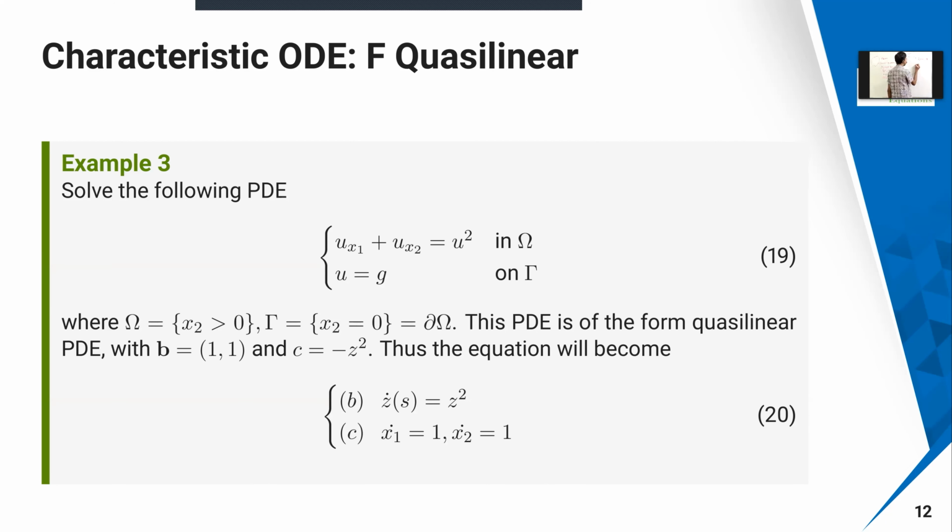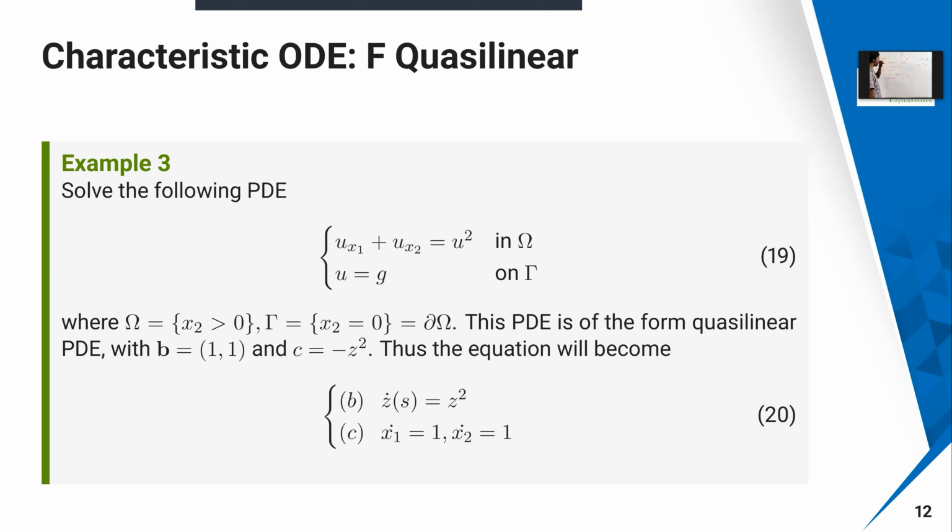Now let us take this problem: ux plus uy equal to u square in omega, and u equal to g on gamma, where omega is simply given as x2 greater than 0. So x2 greater than 0 means it is completely this region, there is no below. And x2 equal to 0 is going to be the gamma.